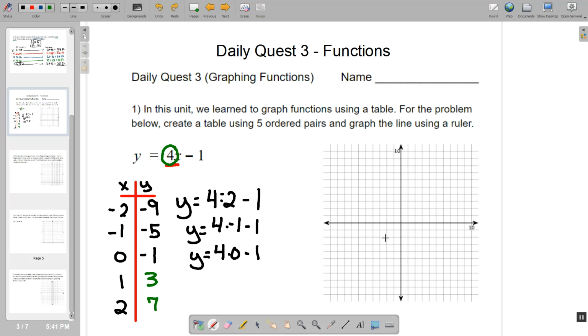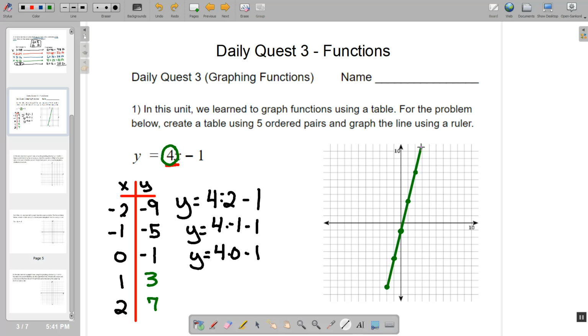Now, I'm going to have to count 1, 2, 3, 4, 5, 6, 7, 8, and 9. First point: -1 and 1, 2, 3, 4, and 5. 0 and -1. 1 and 3. And finally 2 and 7. Right there. Now, the ultimate mystery.